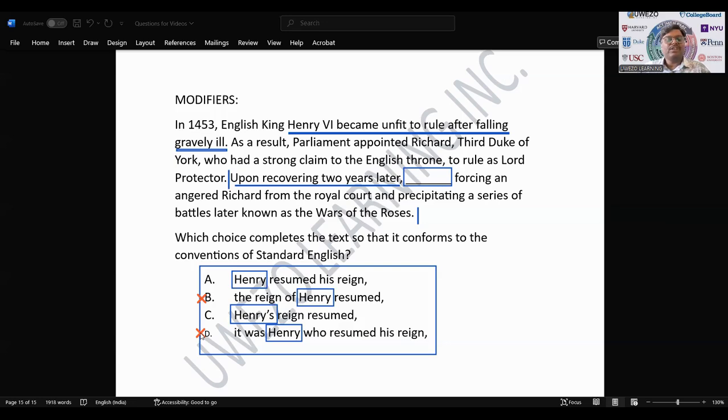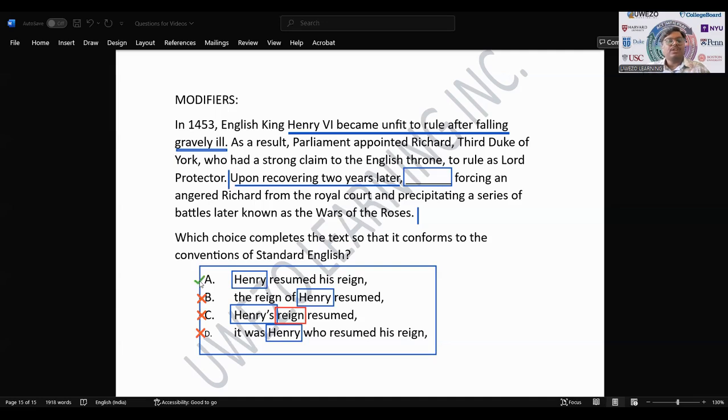C says Henry's reign resumed. Now here, the noun is not Henry. It is actually Henry's reign. So according to option C, Henry's reign recovered 2 years later. So reign has not recovered. Henry recovered. And that gives us a chance to eliminate option C as well. And we have option A as our answer.